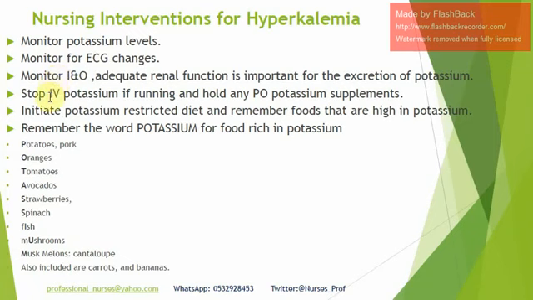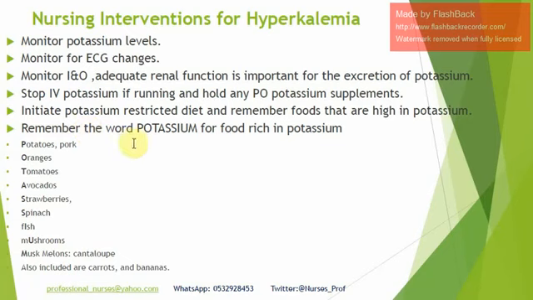If your patient is on IV potassium or oral potassium, for sure we have to stop them, because both will cause increasing potassium in our body and hyperkalemia. Diet plays an important role in hyperkalemia, so we have to initiate a potassium restricted diet. Also, we have to remember the foods richest in potassium and make food adjustments to prevent it.